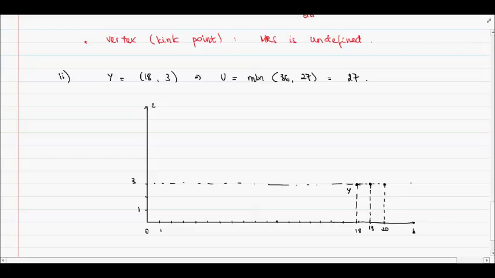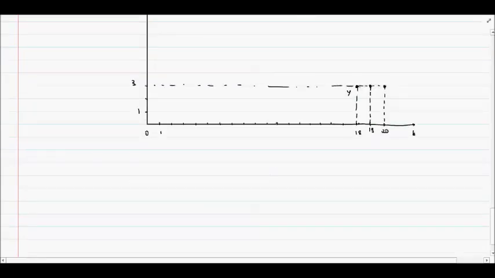So we know that any point on the horizontal to the right of bundle Y is going to be on the same indifference curve as bundle Y. Anything on the horizontal to the right of bundle Y is on the same indifference curve as bundle Y.